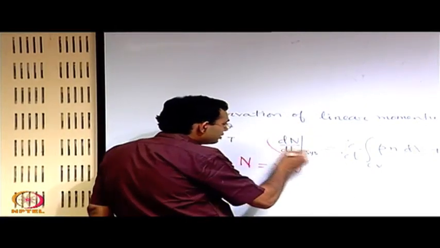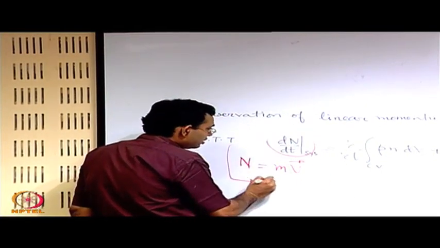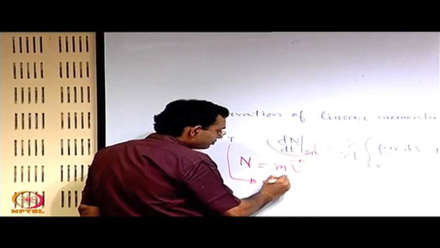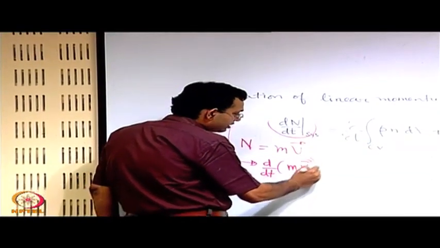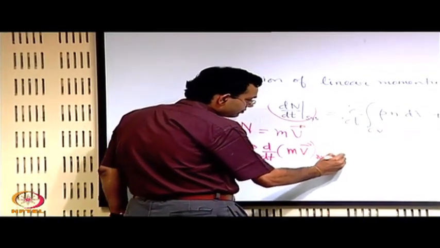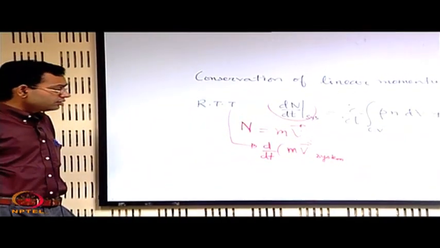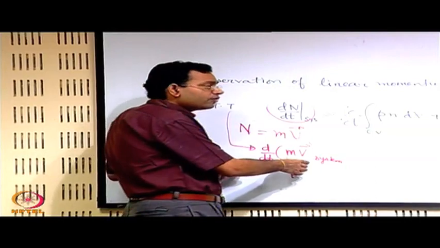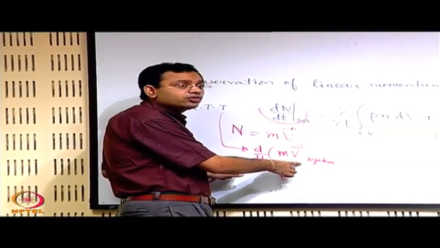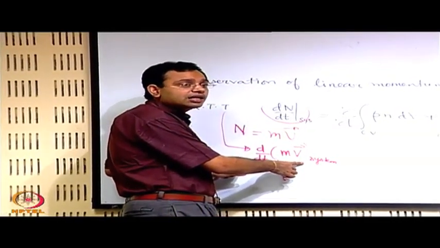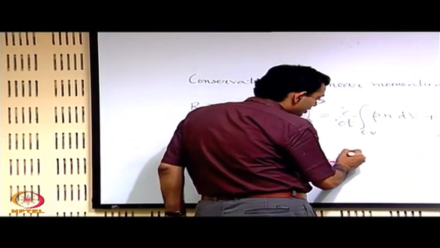So we can write the left hand side as d/dt of mV of the system. When we write d/dt of mV for the system, by Newton's second law of motion, this is the resultant force which is acting on the system.